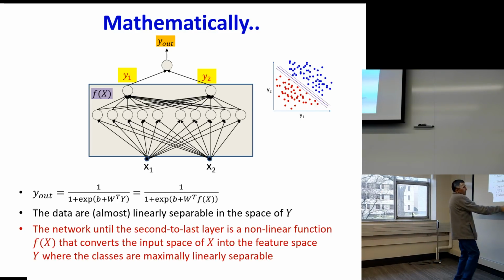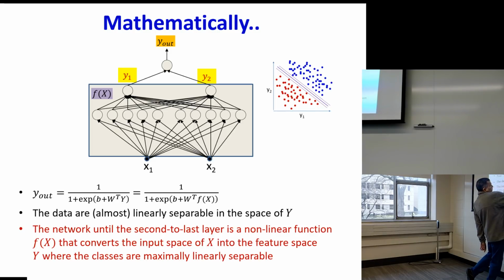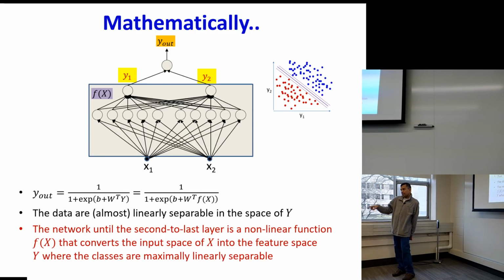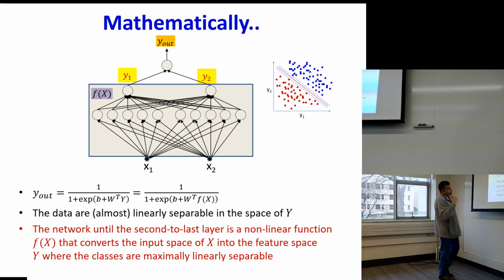And I can write it in vector form, which is going to be 1 plus exponent of b's, whatever bias it has, plus w transpose times f of x. What is f of x? F of x is the gray box, which is the entire network until and including the penultimate layer, the second to last layer, right? And now the data are linearly separable in the space of y, and the network until the second to last layer can be thought of as a nonlinear function that converts the input space of x into a feature space y where the classes are maximally linearly separable.